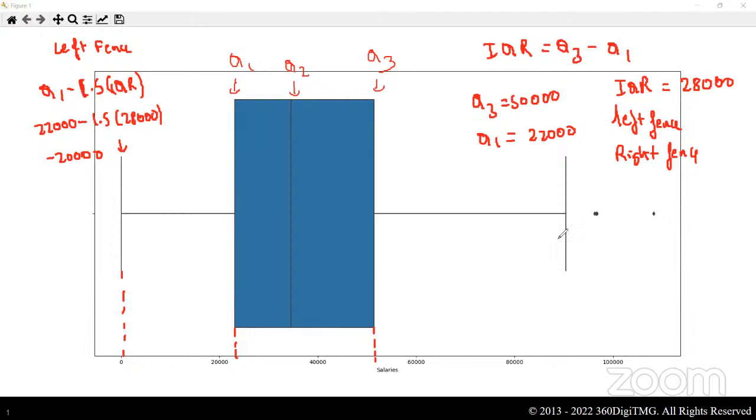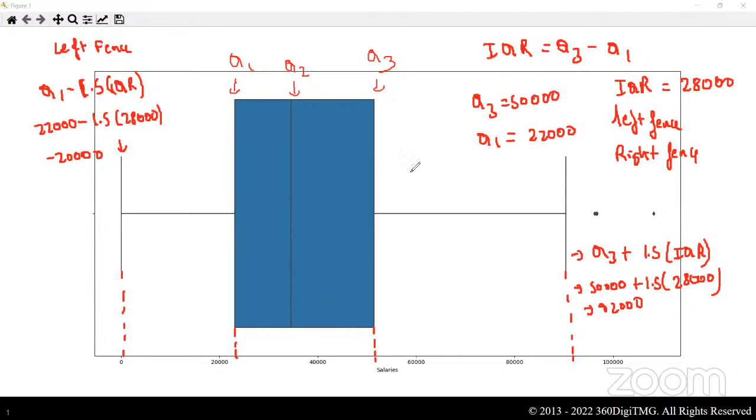Okay. Similarly, this is our right fence. This is calculated using Q3 plus 1.5 times the IQR. So we take 50,000 plus 1.5 times 28,000. This comes out to nearly 92,000. So our right fence boundary limit is 92,000.